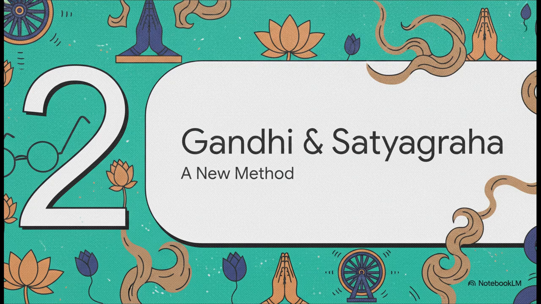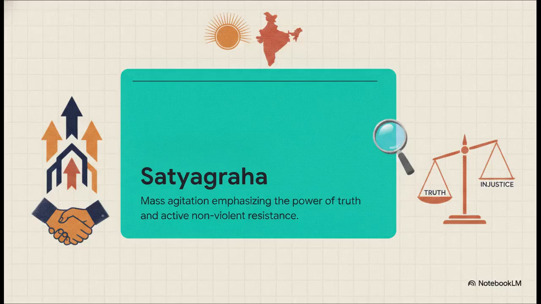Moving on to Section 2, Gandhi and Satyagraha, a new method. Into this volatile mix steps a total catalyst, Mahatma Gandhi, and he brings a brand new method of fighting back. Let's read this line by line. Satyagraha is defined as a novel method of mass agitation, emphasizing the power of truth and the need to search for truth through non-violent active resistance.